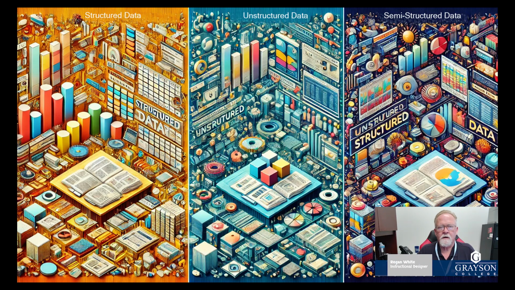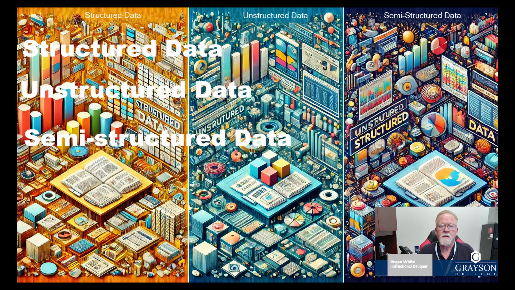Data can be broadly characterized into three types: structured, unstructured, and semi-structured. Each type has unique characteristics and is suited for different types of analysis and storage. Let's go ahead and look at these three categories and what they're best suited for.